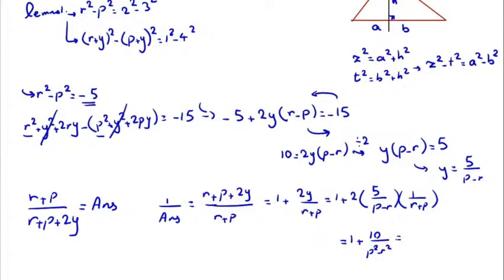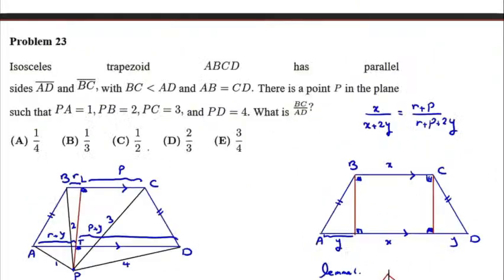So it will be 1 plus 10 over 2, which will be 1 plus 10 over 5, which is 1 plus 2, and equal to 3. So it was 1 over answer. So the answer will be 1 over 3. Okay, so it will be B.